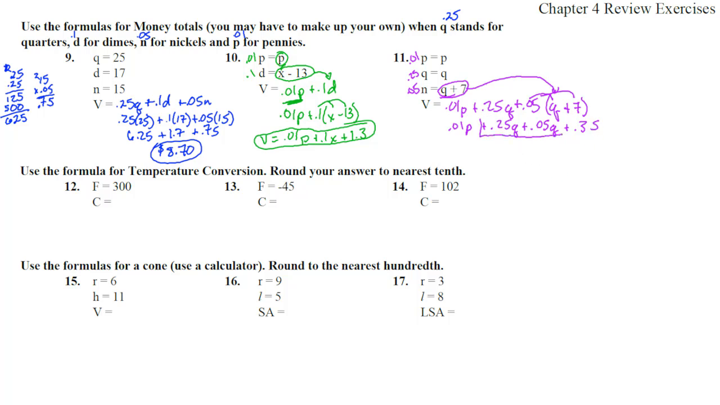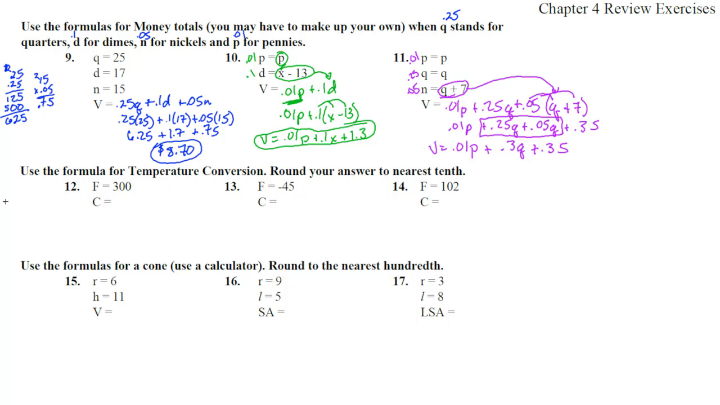These two are both q's. They're common terms. They're like terms. So we can add them. That's 0.01p plus 25 cents and 5 cents, that's 0.30q plus 0.35. Interesting, those two actually simplified a little bit. Great. Next one, number 12.